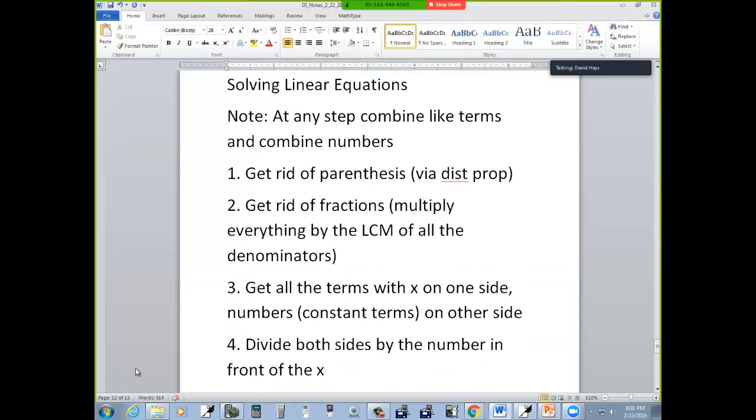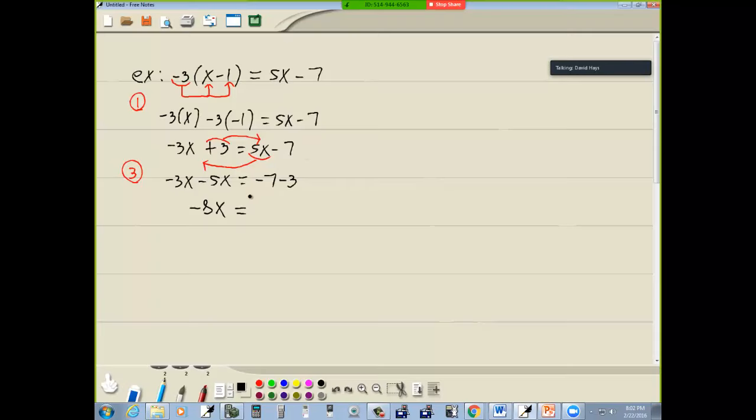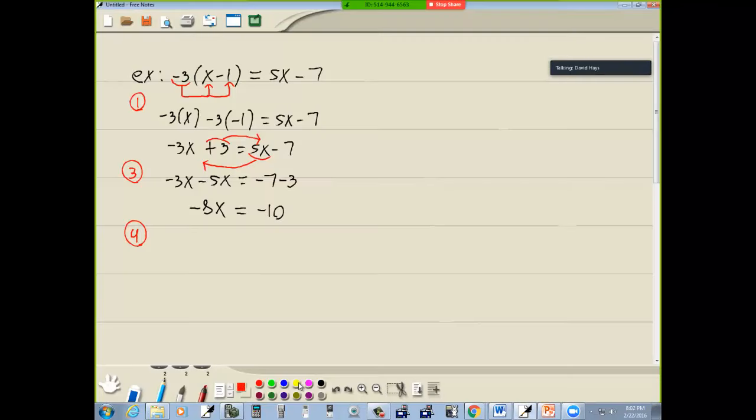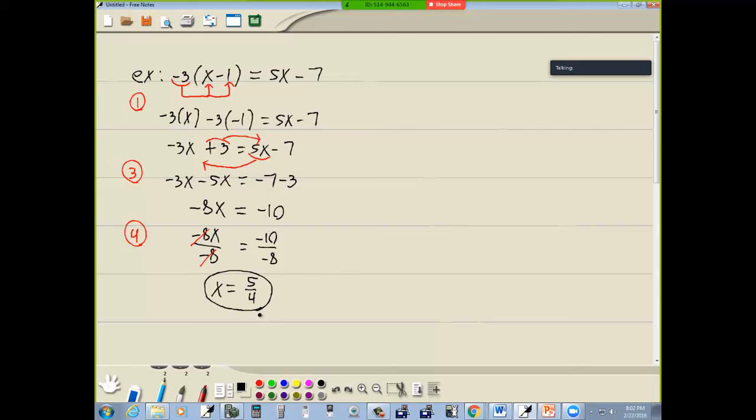Now up here, we said also combine numbers. Negative 7 minus 3 is negative 10. Step 4, divide both sides by the number in front of the x. The number in front of x is a negative 8, so I'll divide both sides by negative 8. And those negative 8s will cancel. And over here, remember, a negative divided by a negative is positive, and 10/8 reduces to 5/4. And that would be our answer.